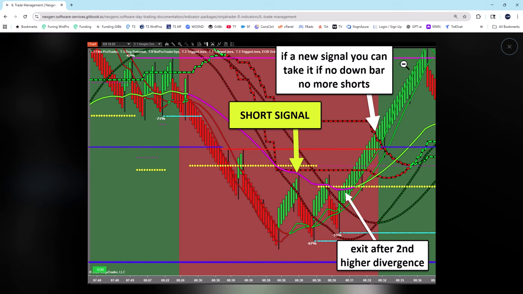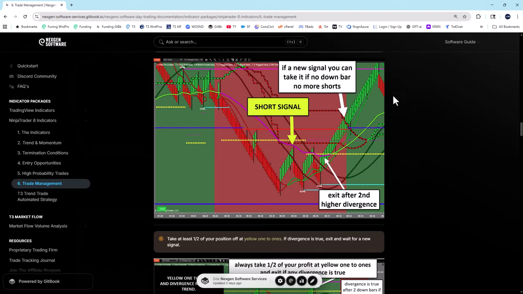And even in my documentation from 2023, if a new signal, you can take it. If no down bars and no closes below the triggers and your triggers don't roll over, you don't have to get back in again. So this is going to save you an enormous amount of money. And not losing a bunch of money is almost as important as making a bunch of money when you're day trading.